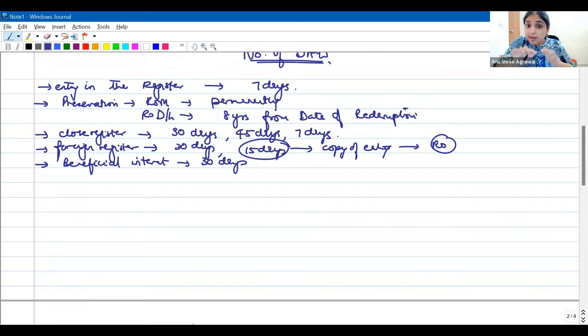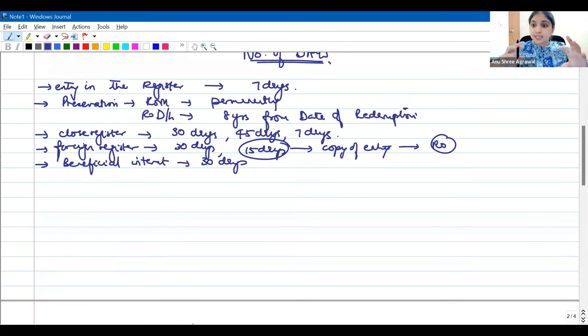When you talk about Red and Blue informing the company, use the word declaration. Red will file a declaration with the company within 30 days. Blue will file a declaration with the company within 30 days. And the company will inform the ROC within 30 days. When the company is informing the ROC, what word will you use? Return. The company will file a return with the ROC within 30 days. So for Red and Blue the keyword is declaration; for the company the keyword is return.